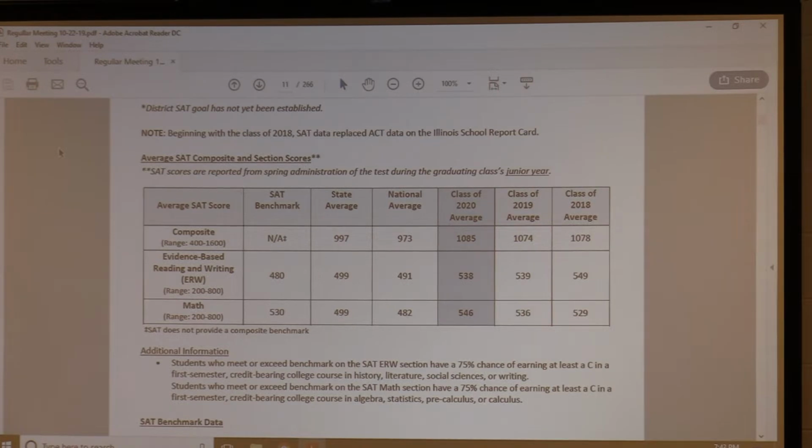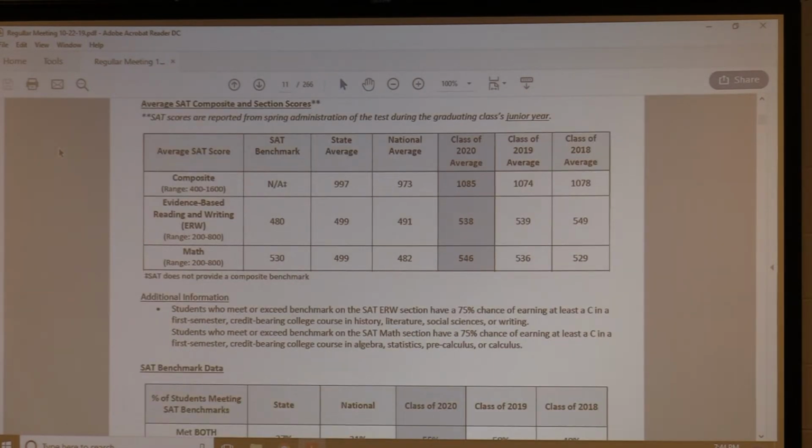While SAT doesn't provide a composite benchmark, in theory what you can do is look at the 480 and the 530 being college ready, add those together, and then you can look at what college readiness in both of the subject tests translates to in terms of a composite score. Under the additional information, there's a detailed explanation of what College Board considers college ready. Students who are meeting or exceeding that benchmark have a 75% chance of earning at least a C or better in a college-bound course that's connected to that subject test. So that's the benchmark when College Board is considering someone college ready.